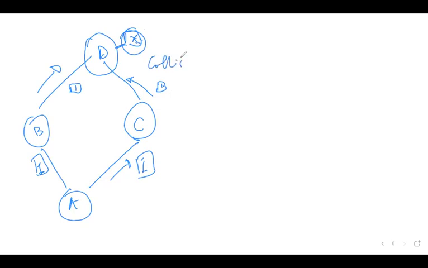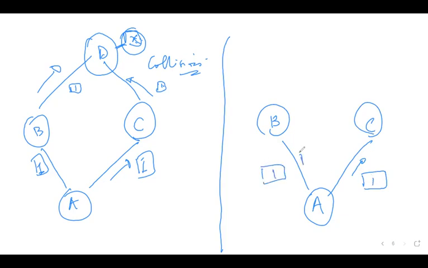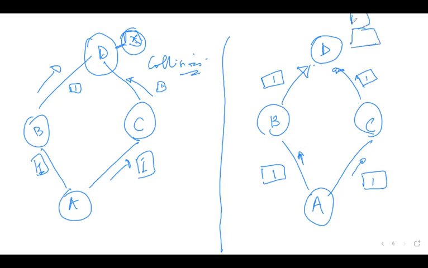So there is possibility of collision on node D. In another scenario, node A forwards the same packet to node B and C, and as you know, even if there is some intentional delay added by node B and C, node D will receive the same packet twice.